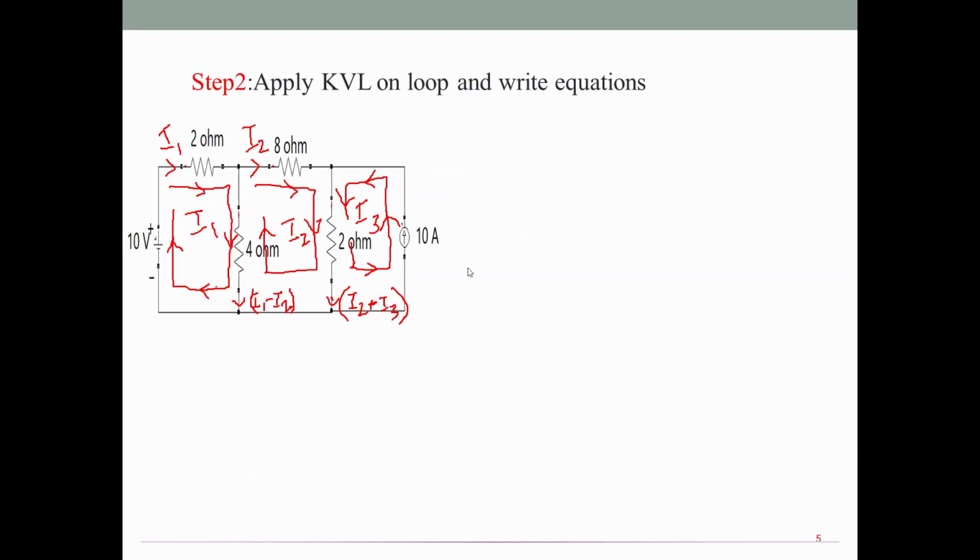Apply KVL on loop and write down the equation for each and every loop. Let me straight away move on to loop number 1. This is loop number 1 I am going to consider, where I am witnessing 10 volt, 2 ohm and 4 ohm. Let me write down the loop equation.